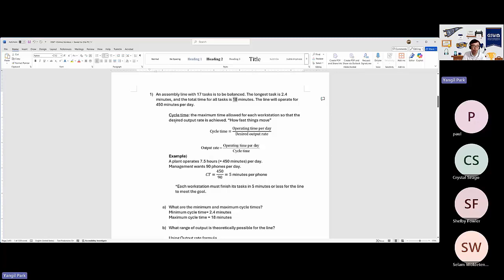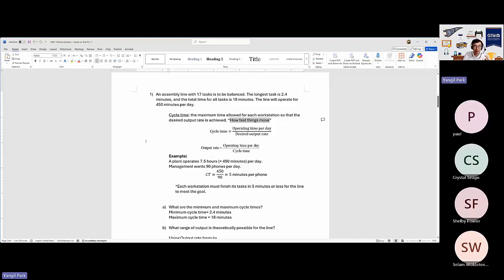Based on the formula given in the textbook, we're going to work on the cycle time and output rate. The cycle time is the maximum time allowed for each workstation to produce the desired output. So we can say it's how fast things move. That's the time we're going to measure. To calculate cycle time, you need the operating time per day. In this example, we have 450 minutes. Then the denominator is the desired output rate.